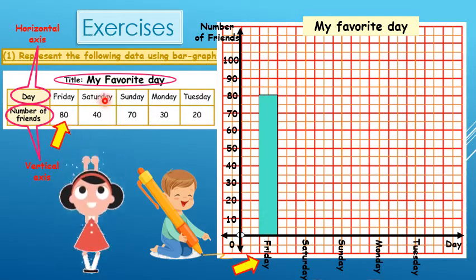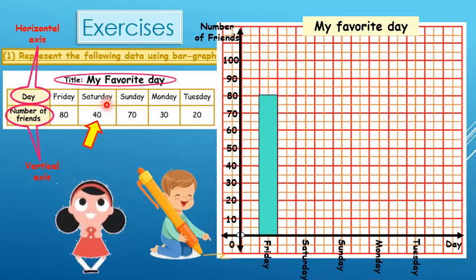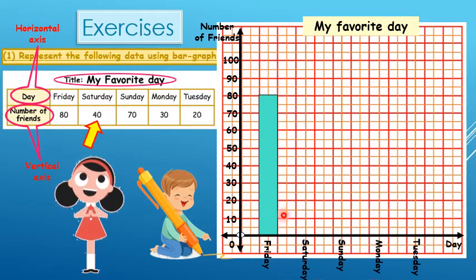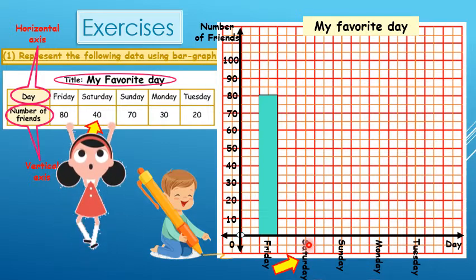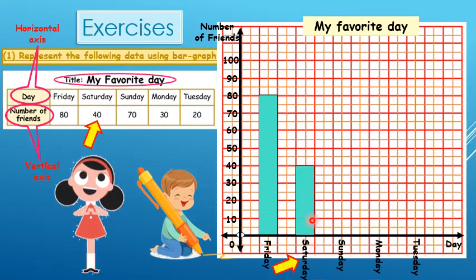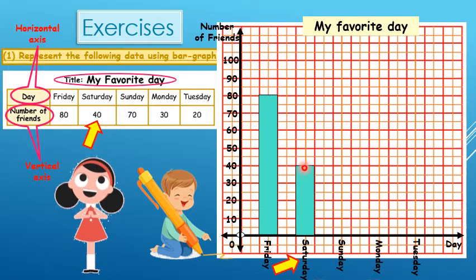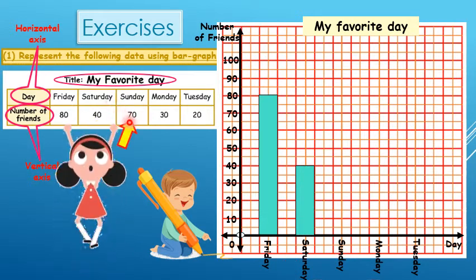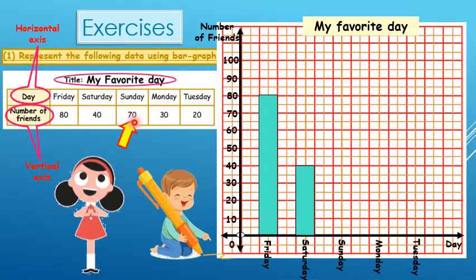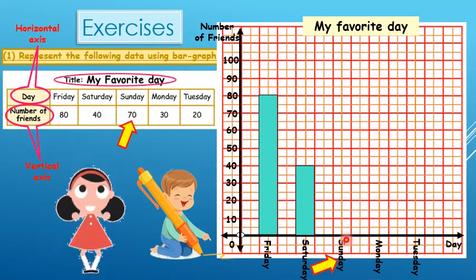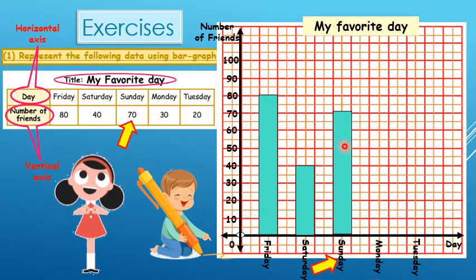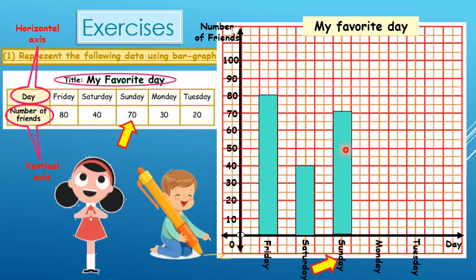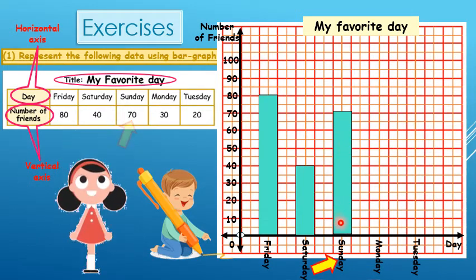Then the next day, which is Saturday, we have 40 friends who like this day. Then go to our graph, put our finger here on Saturday and go up until you reach 40. Then draw our bar. Then the next one, we have Sunday. We have 70 friends who like this day. Then go to our graph, put your finger here and go up until 70. Then draw our bar using our ruler and pencil.